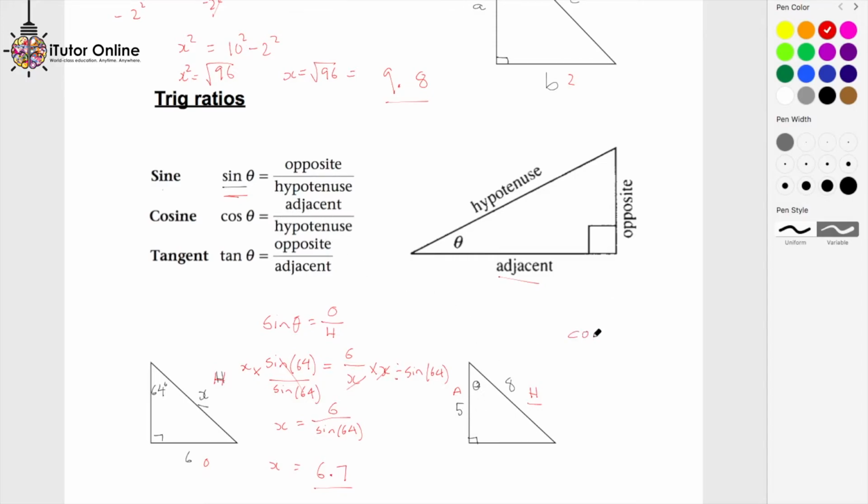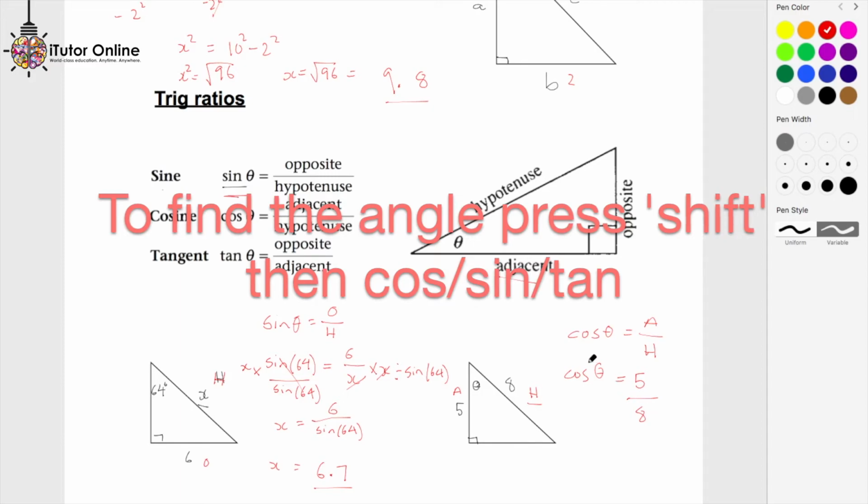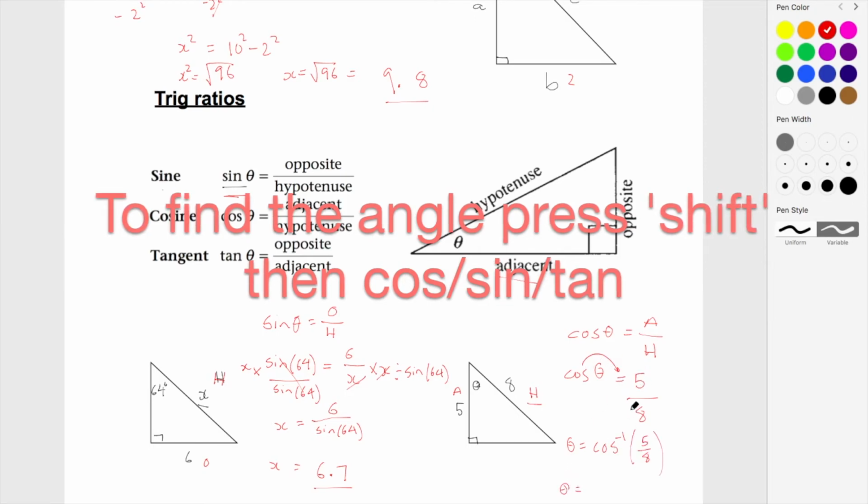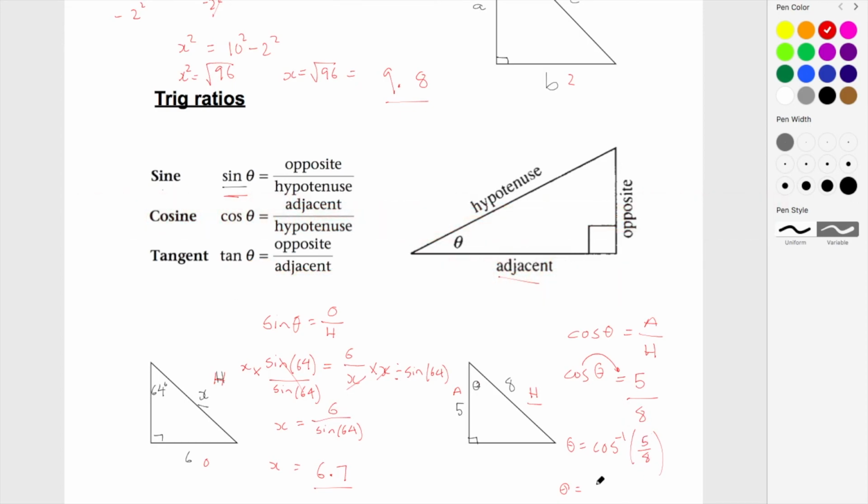So let's always begin by writing out our trig ratio: cos theta equals A, which is 5, over 8. Now to find our angle, what we need to do is press Shift cos 5 over 8, so that's going to be moving the cos to the other side. The way we get cos to the other side is by pressing Shift cos in our calculators, and then putting this fraction in. To the nearest degree, your answer will be 51 degrees.